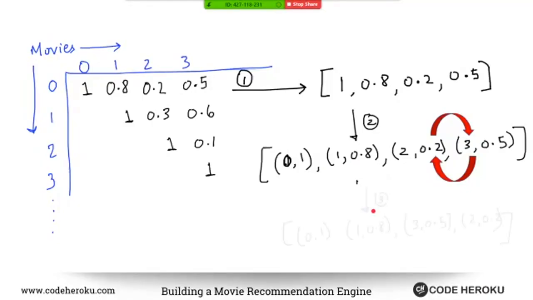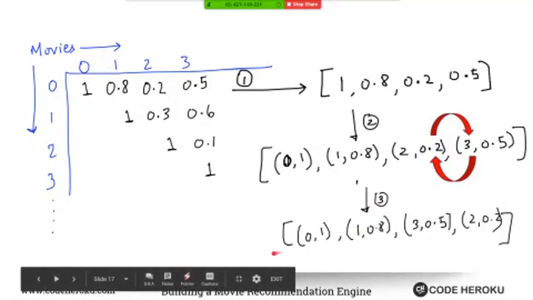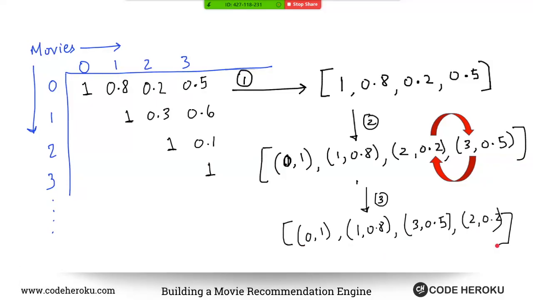And once you have that, now this is a sorted list. If someone gives you this list, you can easily tell for movie 0, the most similar movie is movie 1 because it is at this element. The next most similar movie is movie 3 and then movie 2, right? So this is our final expected output that we are looking to get from the operation that we need to do in the next step.